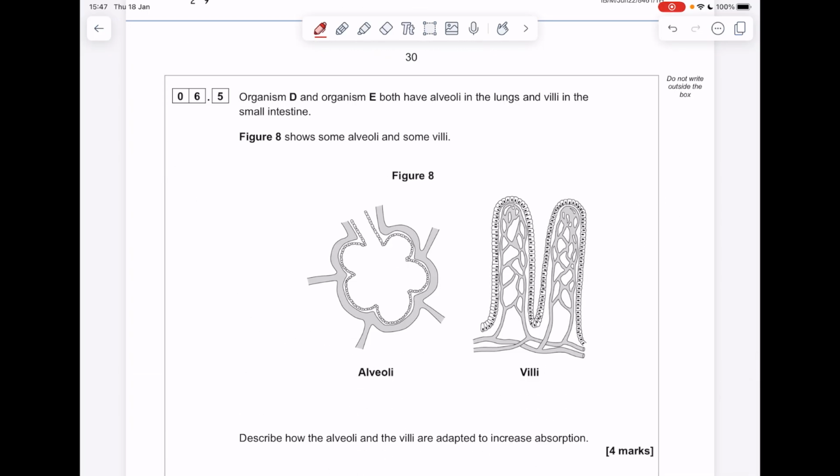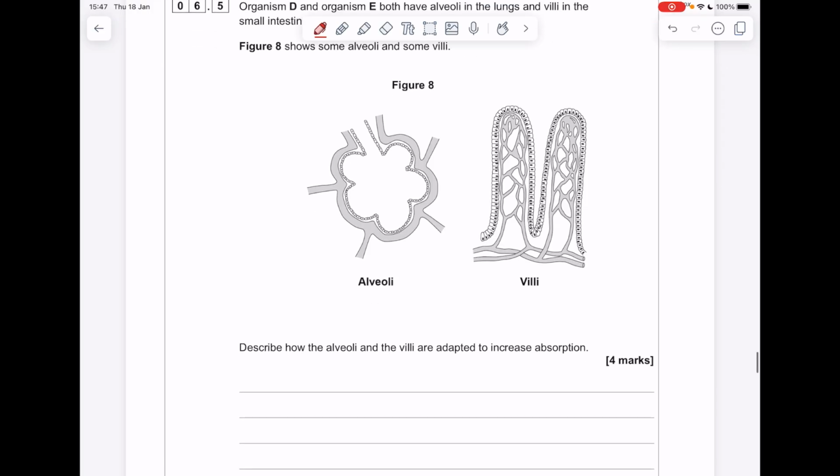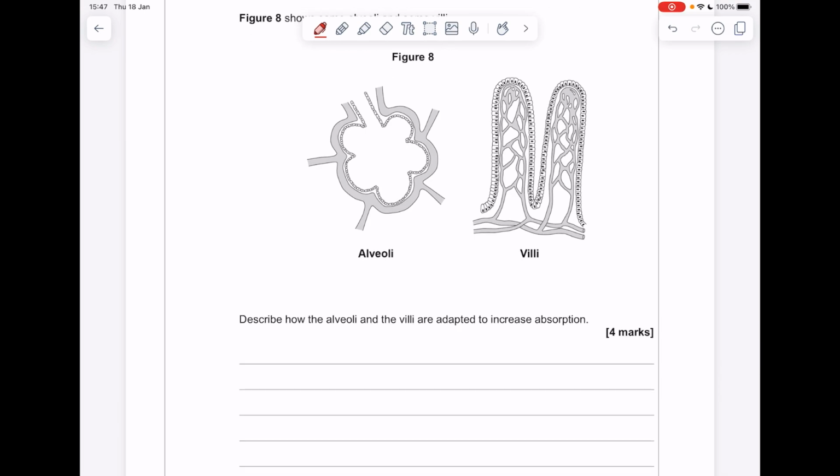Organism D and E both have alveoli in the lungs and villi in the small intestine. Describe how alveoli and the villi are adapted to increase absorption. They both have a large surface area. Why is that important? To increase the speed of diffusion. So remember, from an alveoli point of view, diffusion will be occurring in terms of oxygen moving into the blood capillaries and CO2 diffusing out.